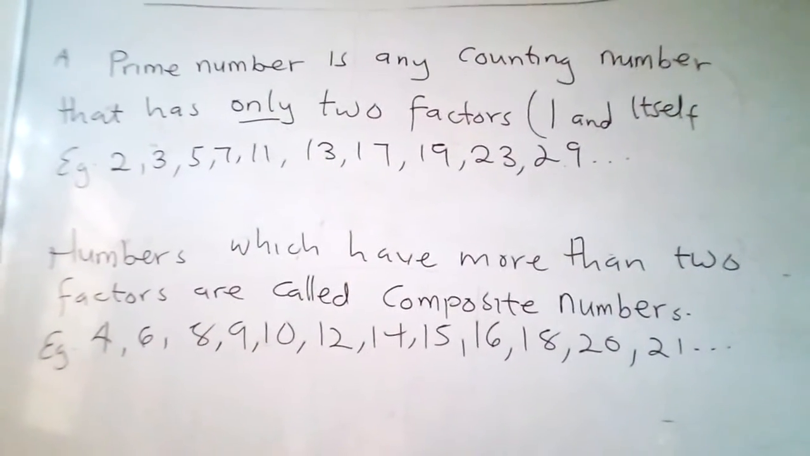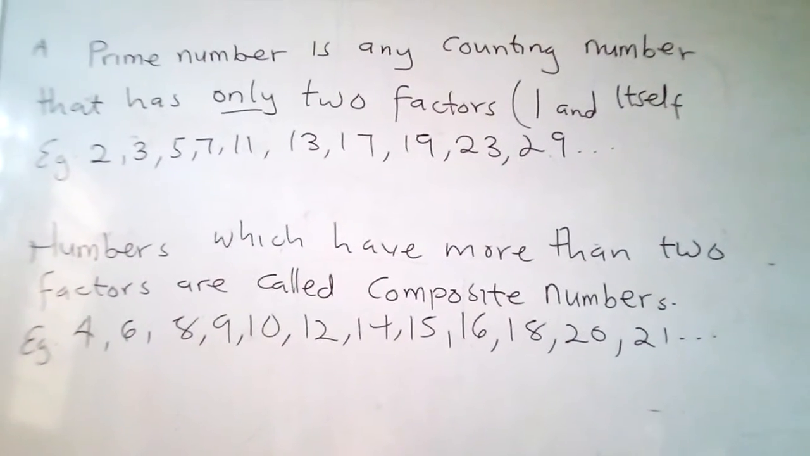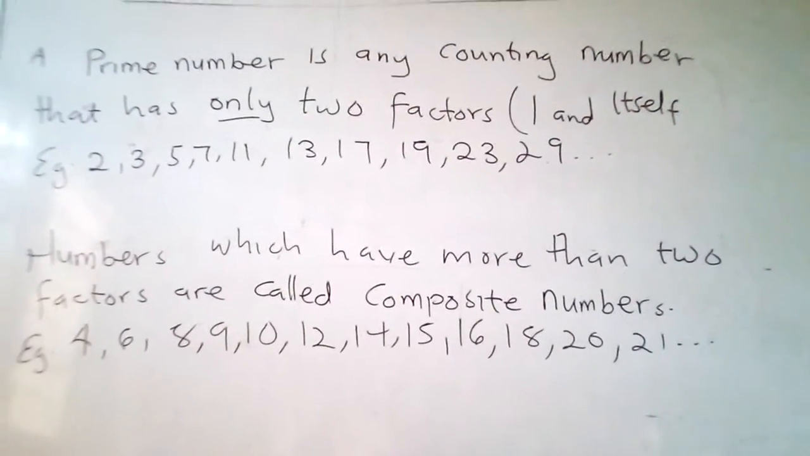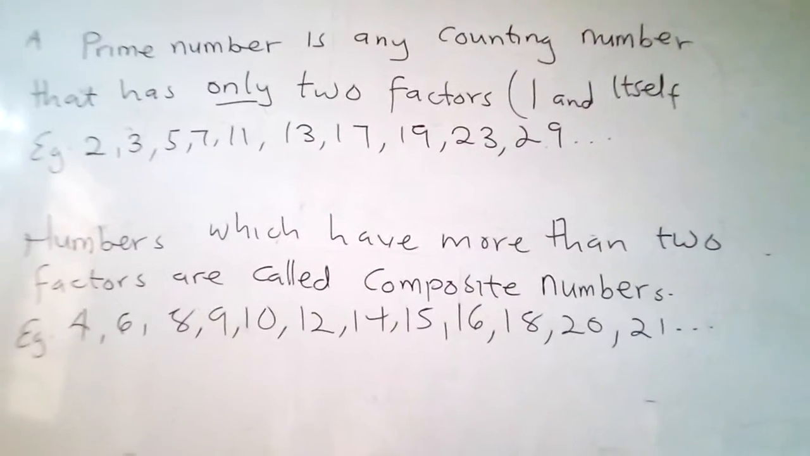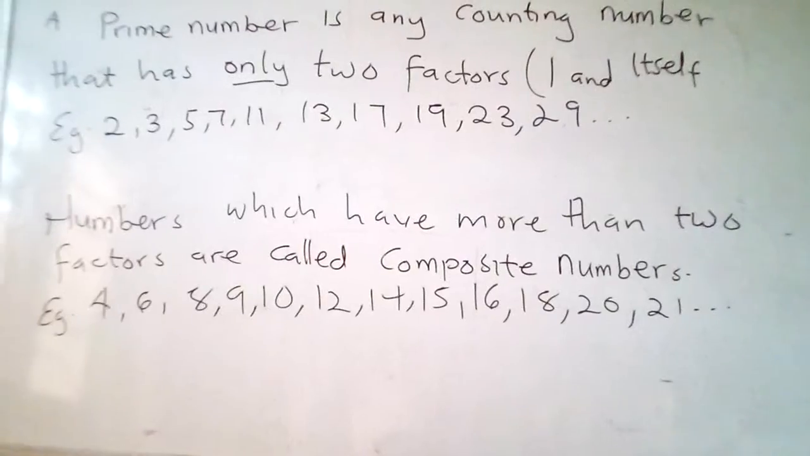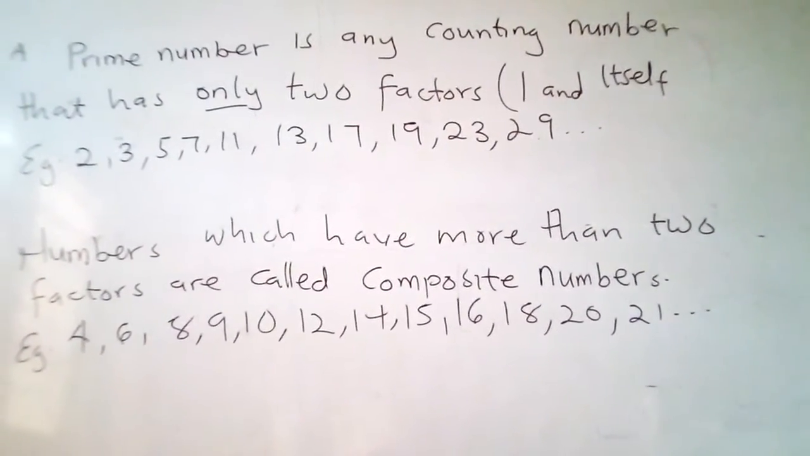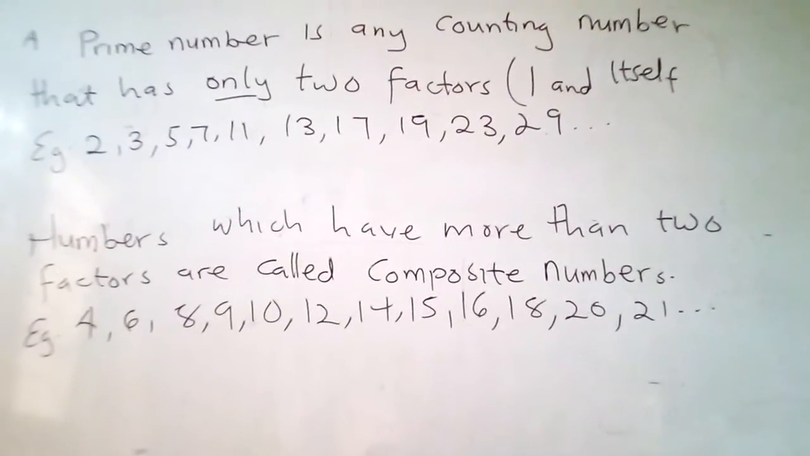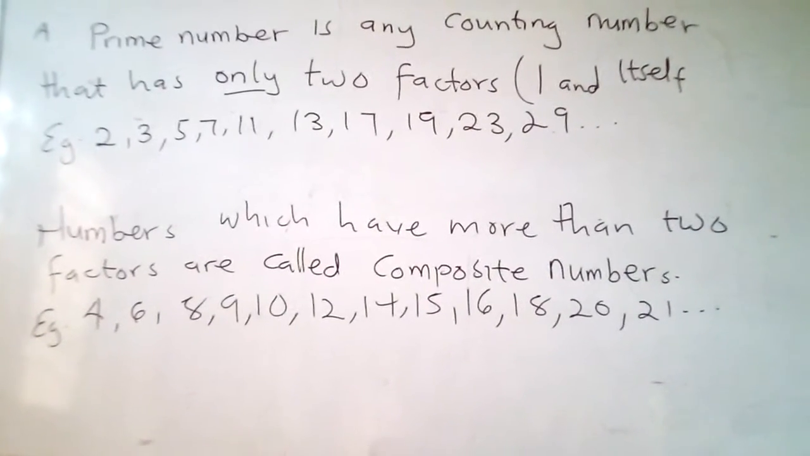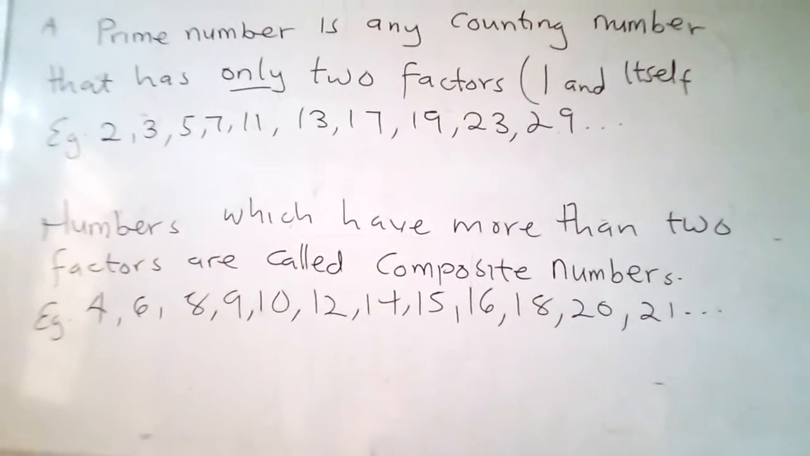11 has only two factors. So if you find the factors of a number and you get only two factors, that number is a prime number. Numbers which have more than two factors are called composite numbers. Examples are 4, 6, 8, 9, 10, 12, 14, 15, 16, 18, 20, 21. 4 has three factors, which is more than 2, because they are 1, 2, and 4.